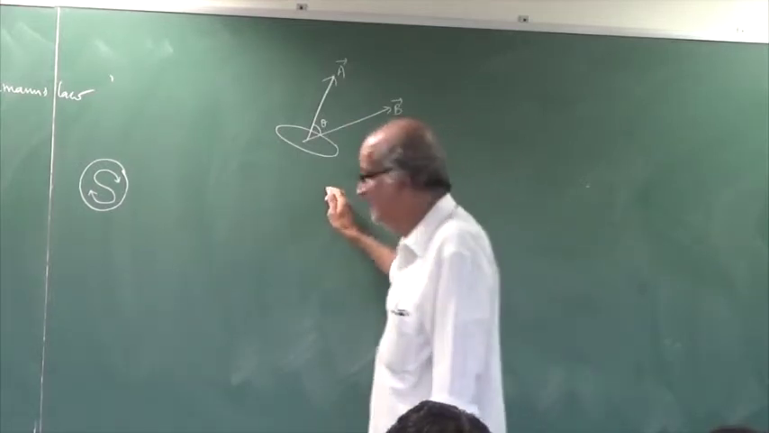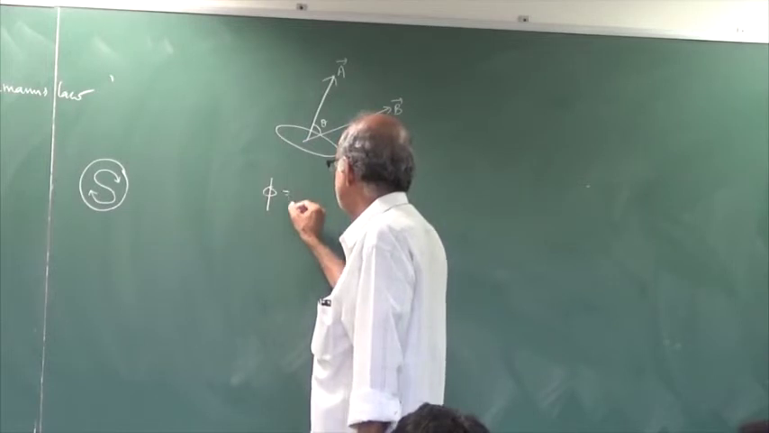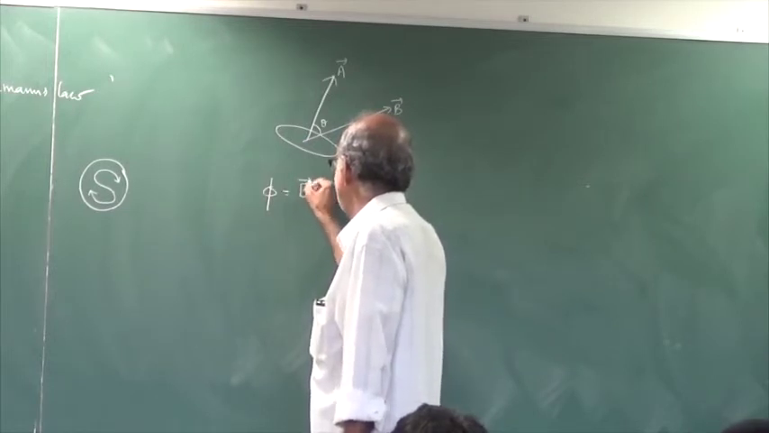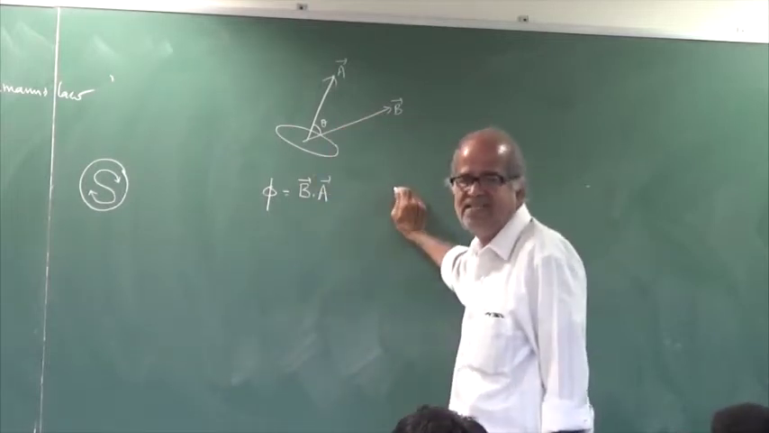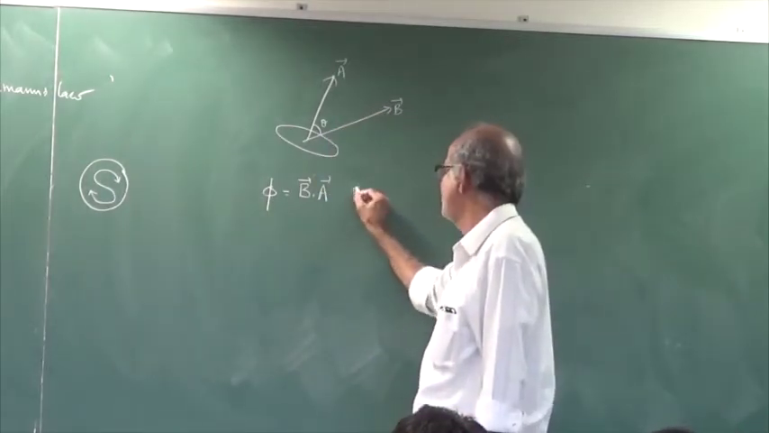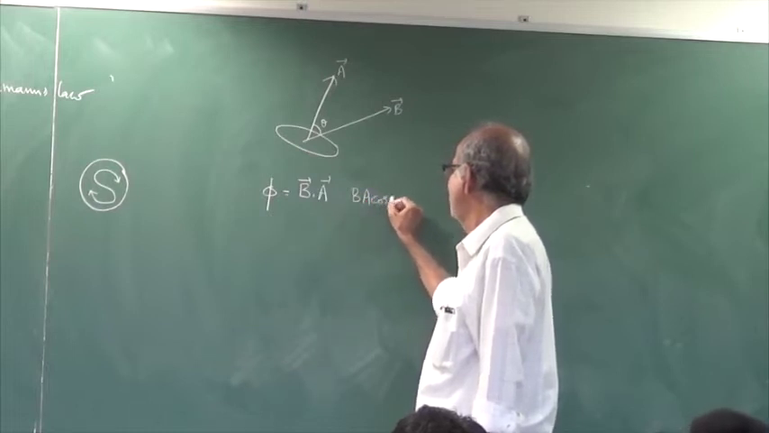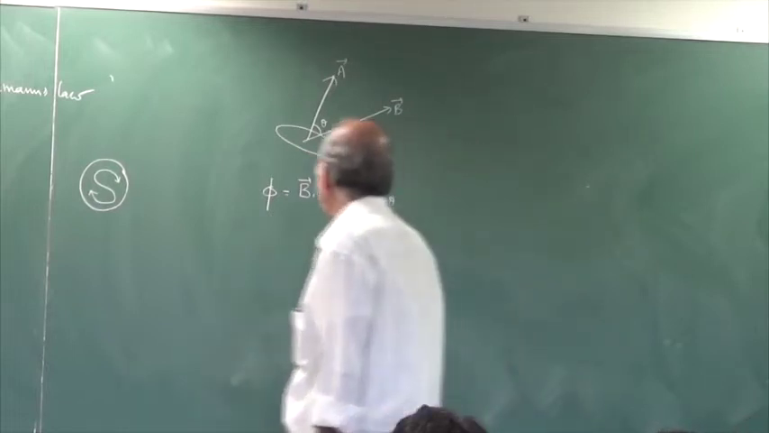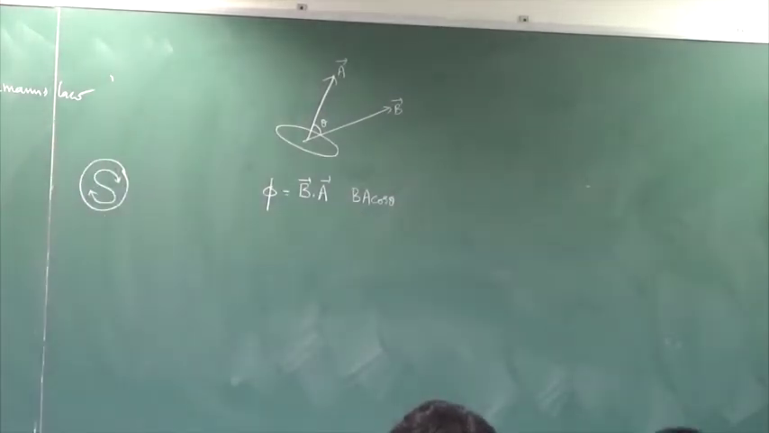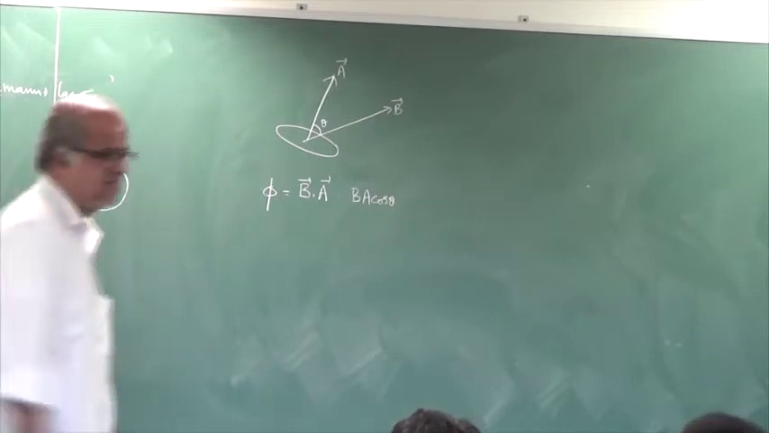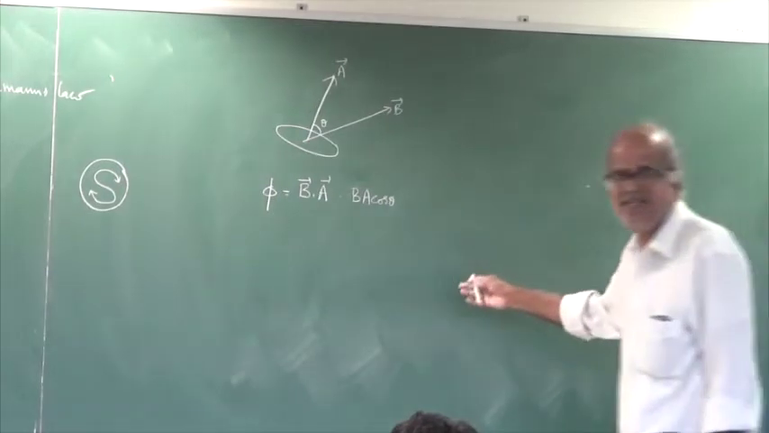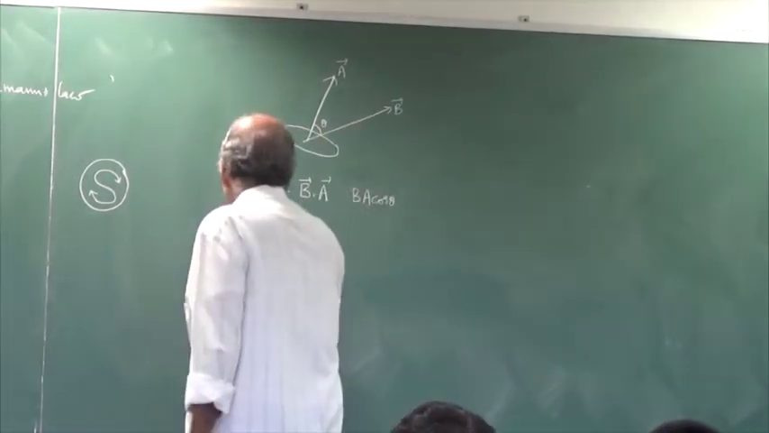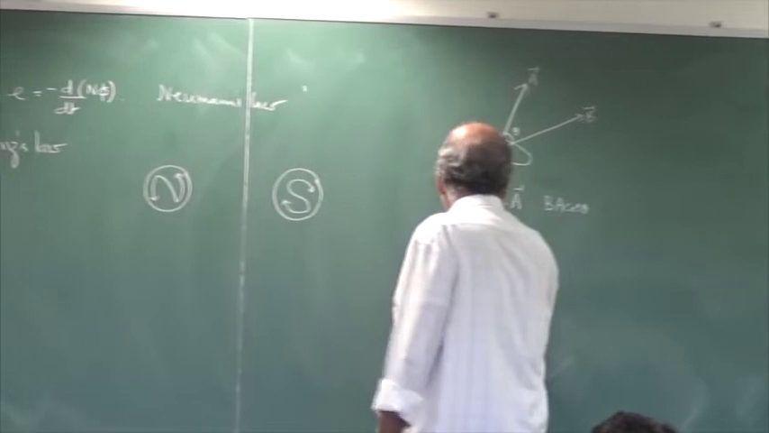Magnetic flux linked with this is defined as phi is equal to B dot A, which is of course B A cos theta. As you can see, when theta is 0, that means when the field is directed normal to the surface, maximum flux is linked. When theta is 90, no flux is linked. In general, this is the flux linked.